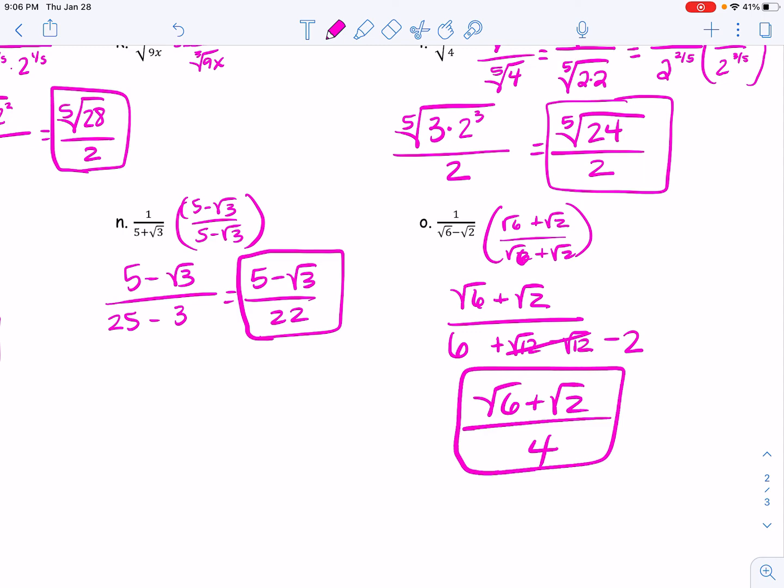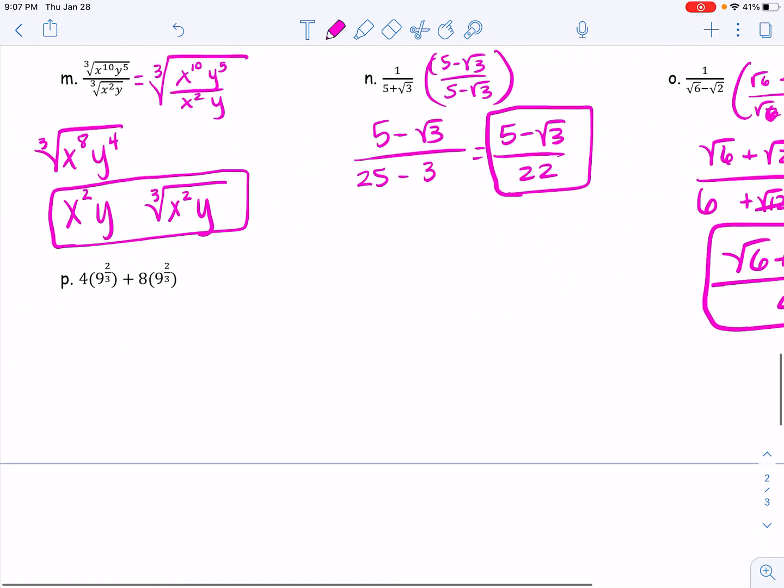Okay, and then last one reminds me of Harry Potter. I don't know why. The platform, I guess, 9 2/3. Isn't that the platform? Maybe not. I don't know.